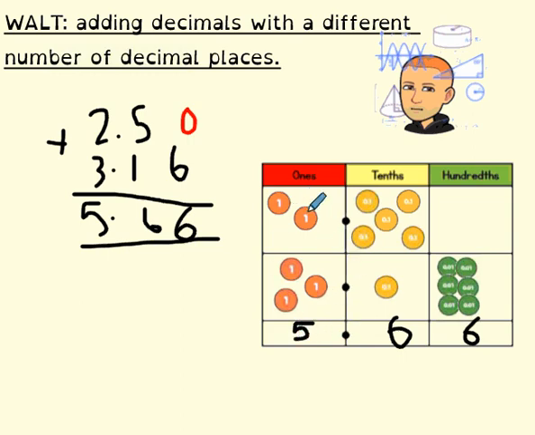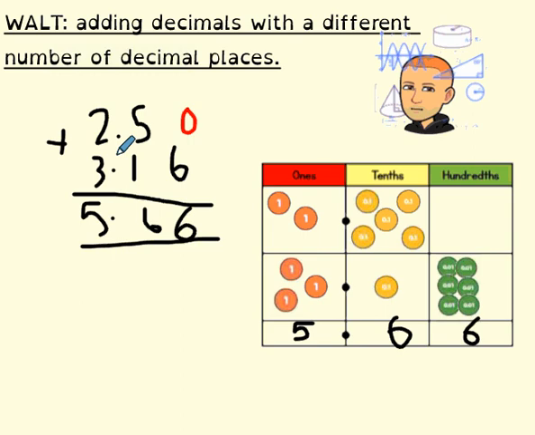Just before we move on, look closely at the column method here that I've written out. Notice how I have lined up my decimal points. The decimal points, when using addition or subtraction or any of the 4 operations, doesn't move. The decimal point always appears between the ones column and the tenths column. The decimal point never moves.